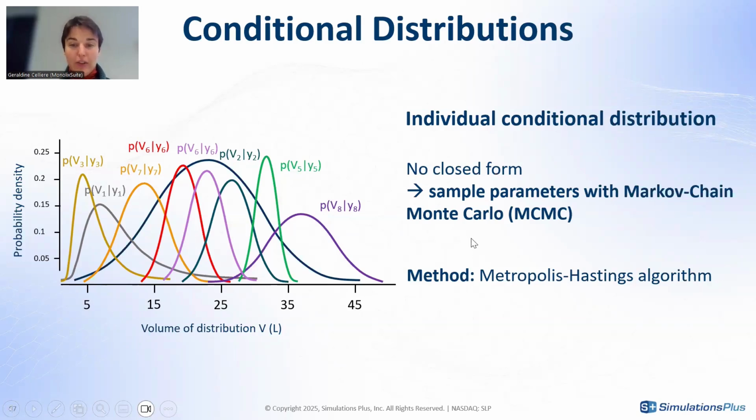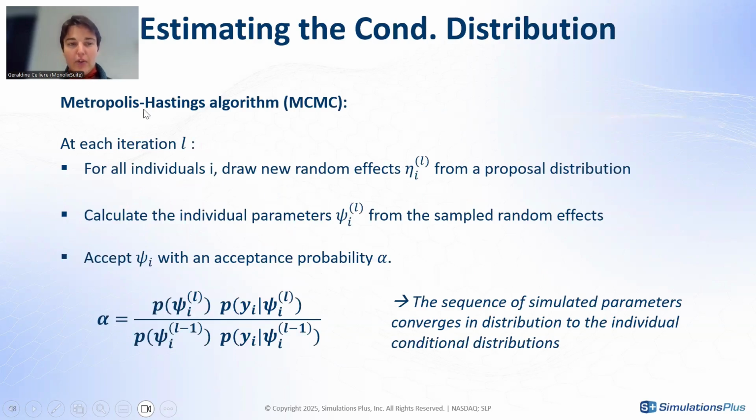But instead, what we can do is to sample values from this conditional distribution using a Markov chain Monte Carlo algorithm. And there are several types of Markov chain Monte Carlo. The one we use in Monolix is the Metropolis-Hastings one. So let's see how the Metropolis-Hastings algorithm works.